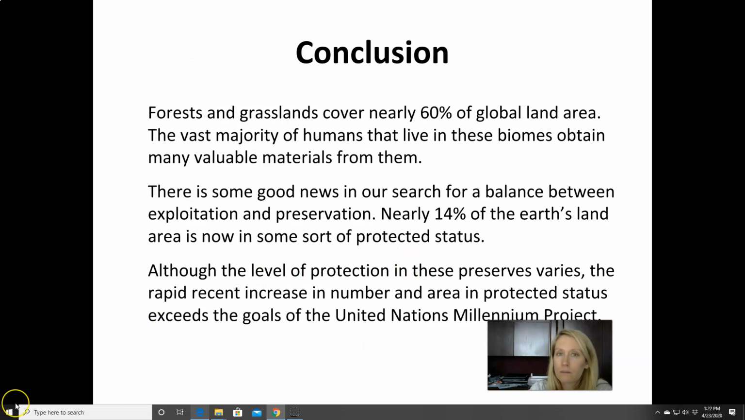That does it for this particular lecture. I know this one was kind of brief. Again, just make sure that you understand the uses and the value in those two ecosystems, the forests and the grasslands, because there will be an essay question on that for this next exam.